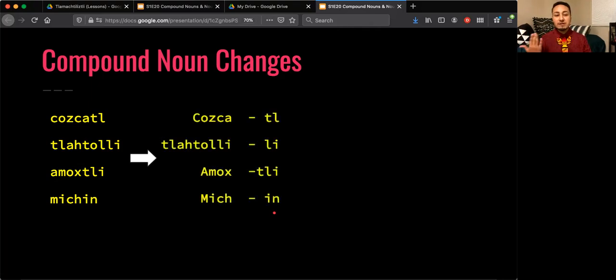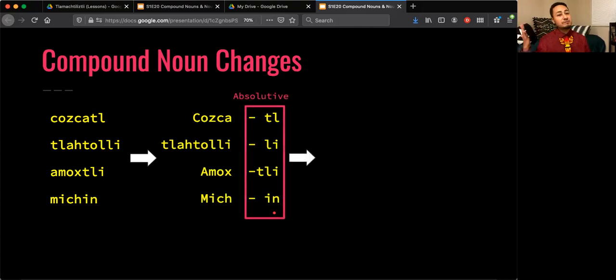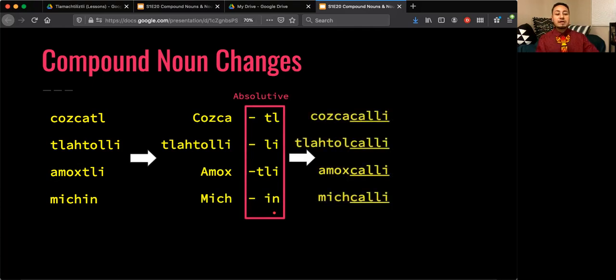If you notice, these are all regular nouns in Nahuatl. They all have that absolutive ending, the TL, the LI, the TLI, and the IN. This is the absolutive ending that you've heard over and over again. Well, you're going to remove that when you combine one noun with another noun. So you're going to remove that last part, and then you're going to add the second noun at the end and keep the second noun like it is.